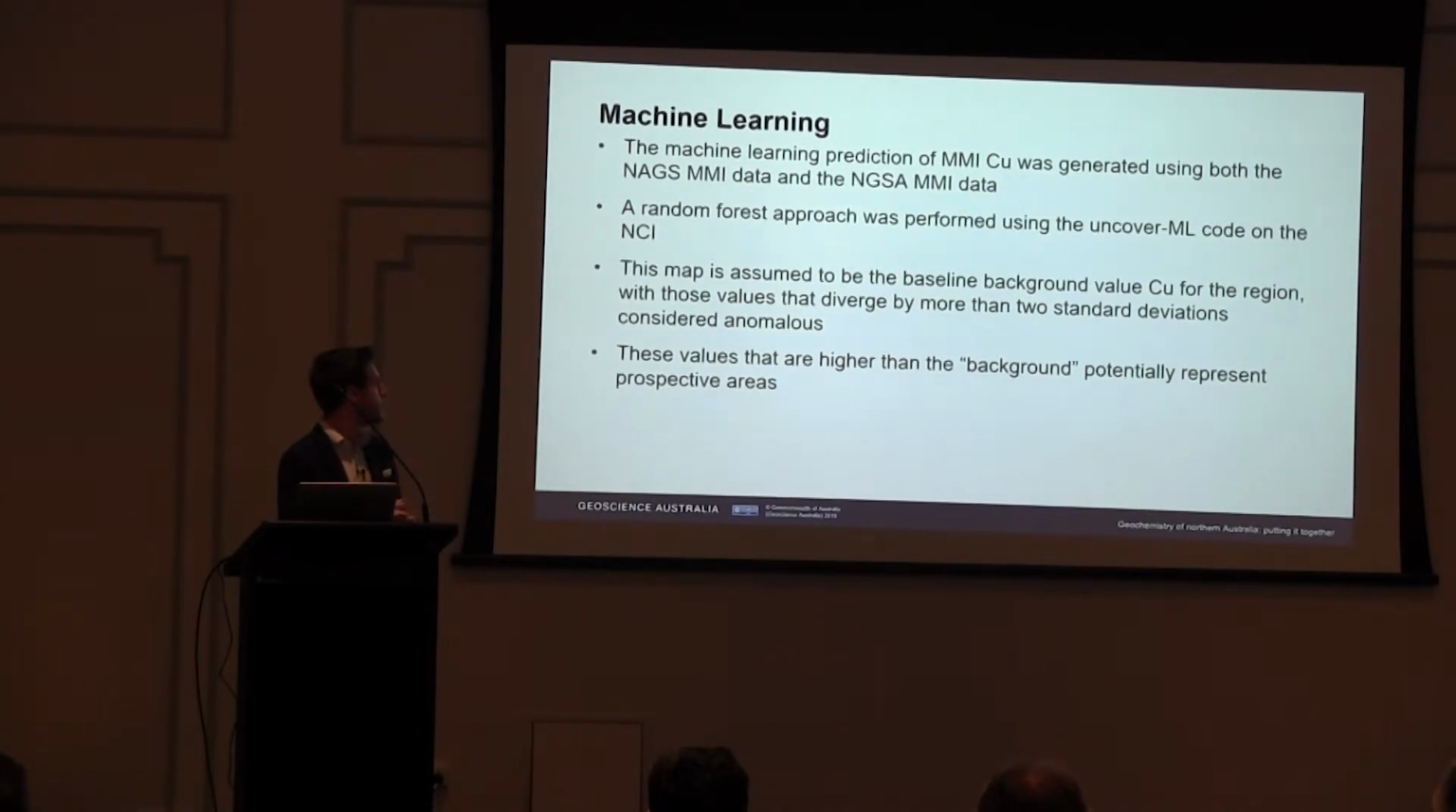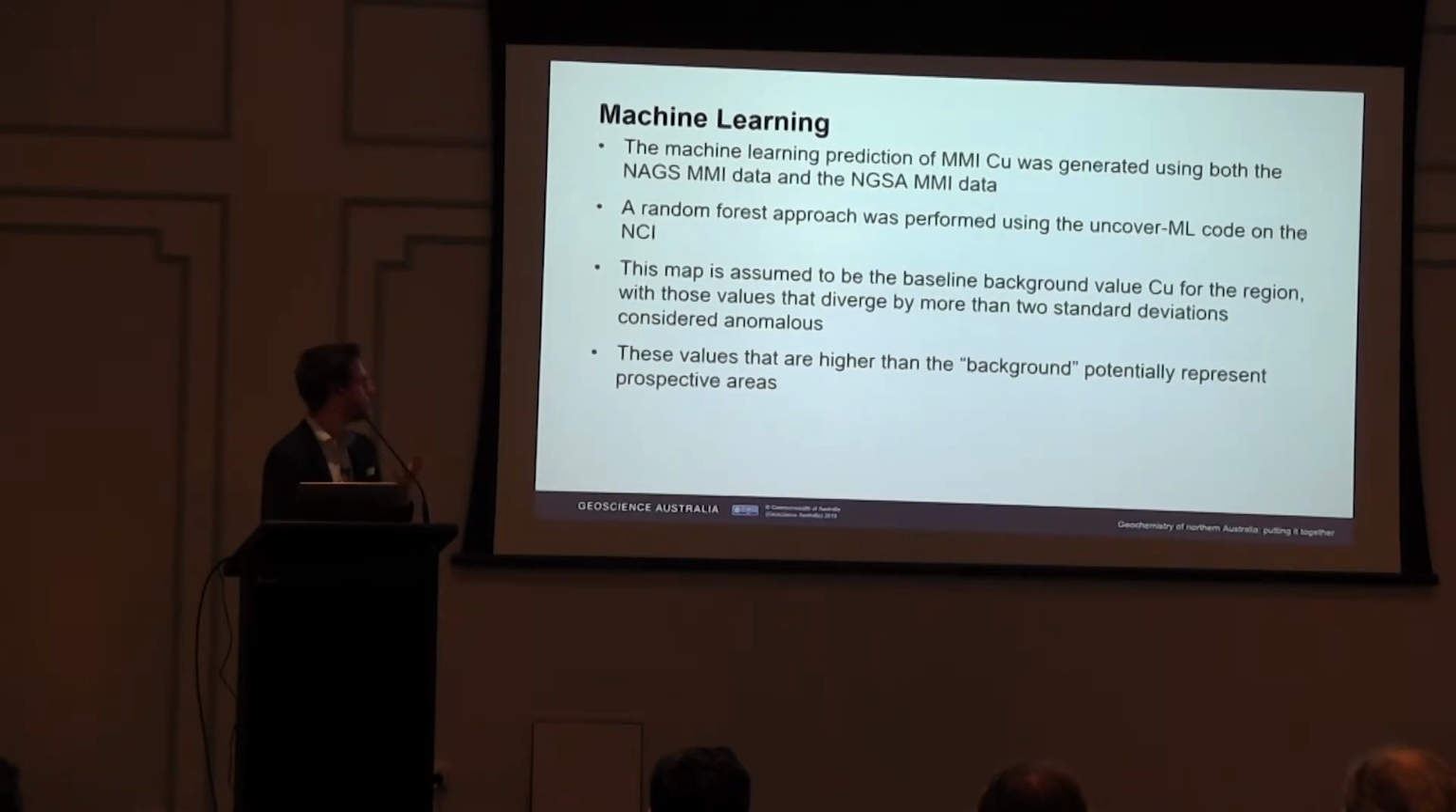Now we employed a random forest approach using our Uncover ML code, and this was done on the supercomputer at the ANU. So we normally include about 70 different covariates that go into this, including magnetics, gravity, radiometrics, Landsat bands, climate features, and all of this gets fed in, and we use the data as our training. And what we're trying to produce here is a baseline result for the region.